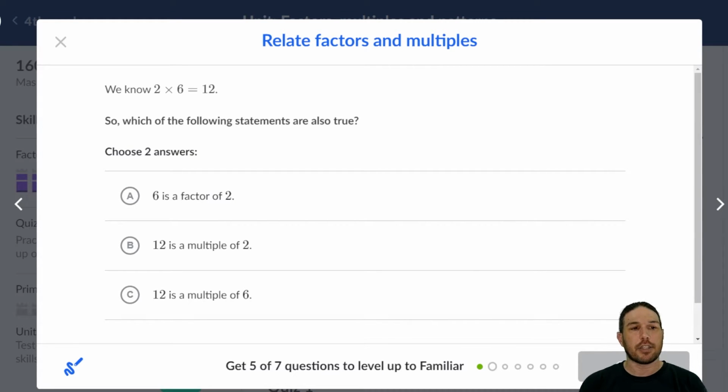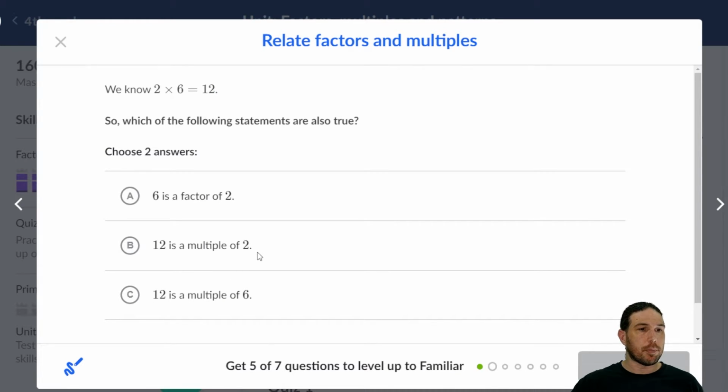6 is a factor of 2. Well, no, 6 would be a factor of 12, right? 6 is a factor, it's being multiplied, but the thing it's multiplying to make isn't 2, it's 12. So we say that 6 is a factor of 12, not 2.